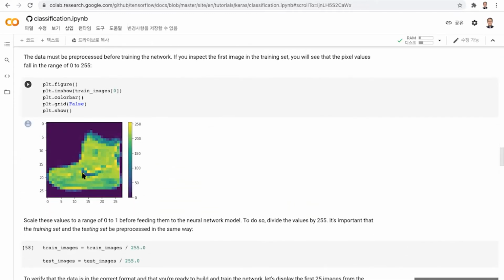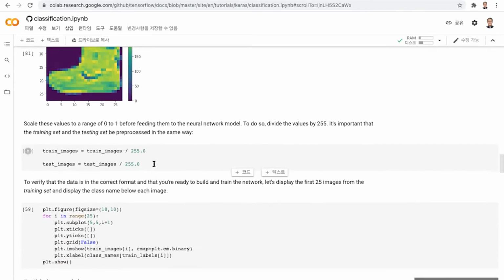So for us, for humans, we see the picture and say, okay, this is an ankle boot. But for the computer, all of this is just numbers. And based on those numbers, we are going to try to find a function which can predict 0 for this image.